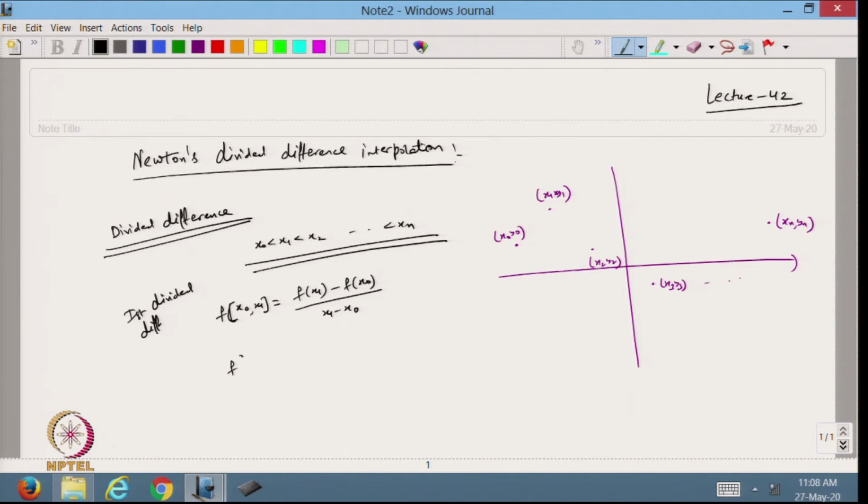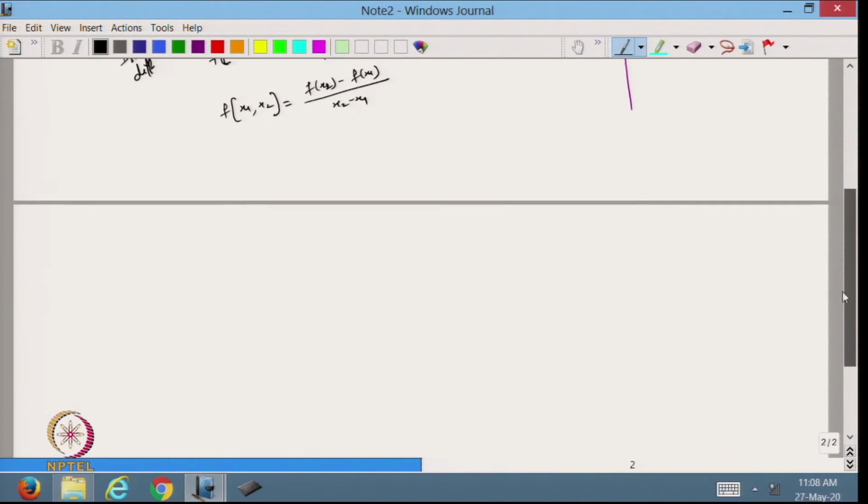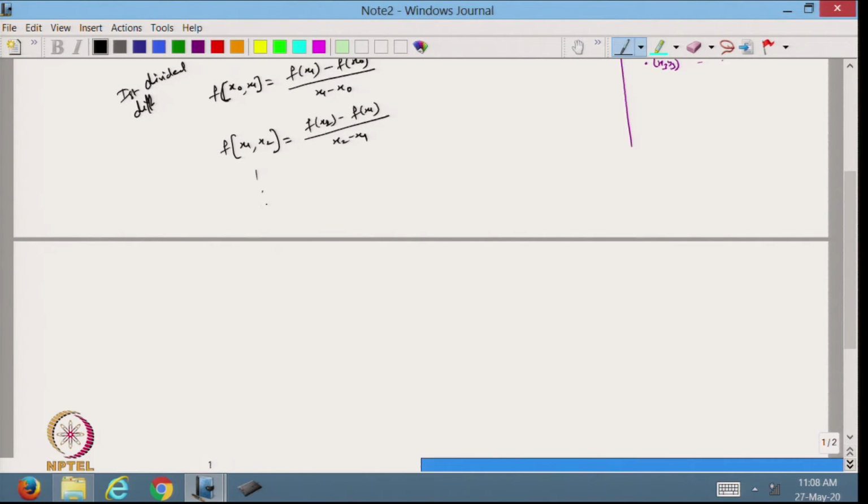Similarly, I can define f[x1, x2]. So this is equal to f x2 minus f x1 divided by x2 minus x1. So in the same way we can define all the first order ones, up to f[xn minus 1, xn]. So this one can be written as f xn minus f of xn minus 1 divided by xn minus xn minus 1.